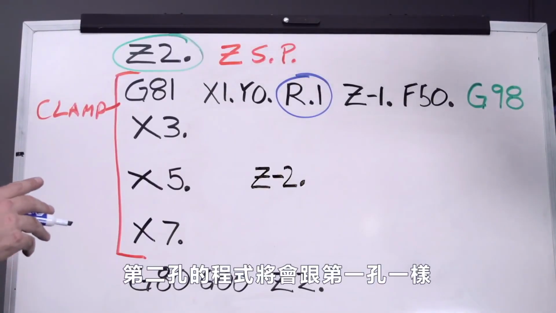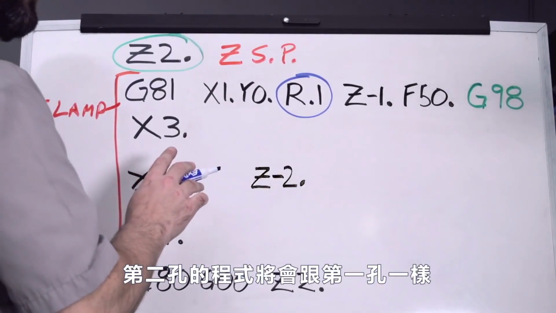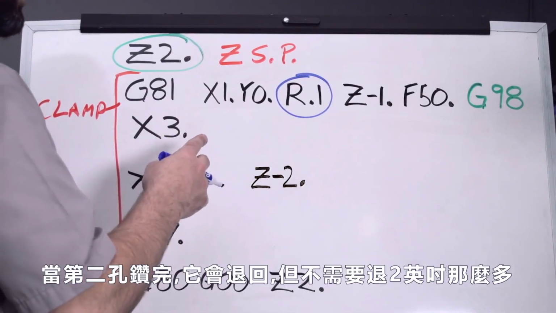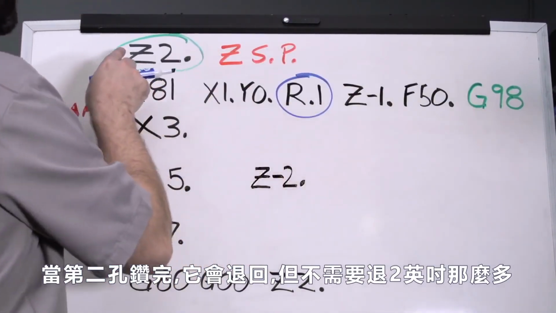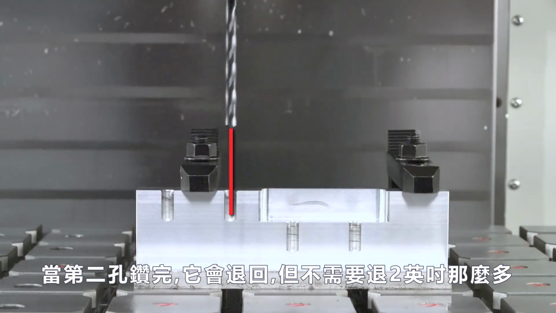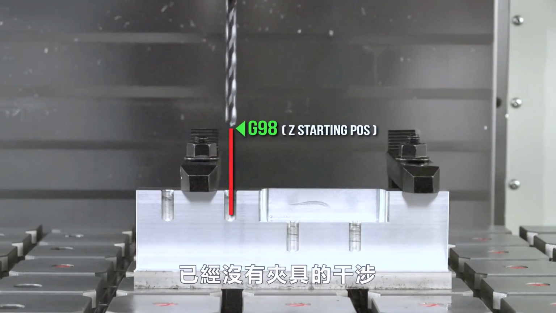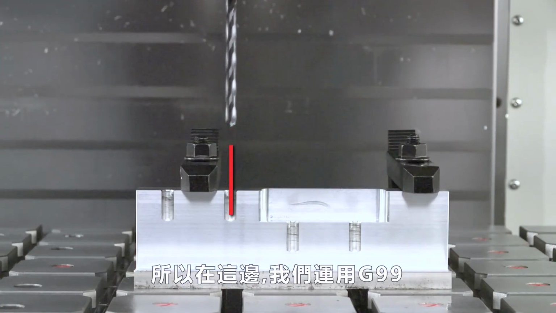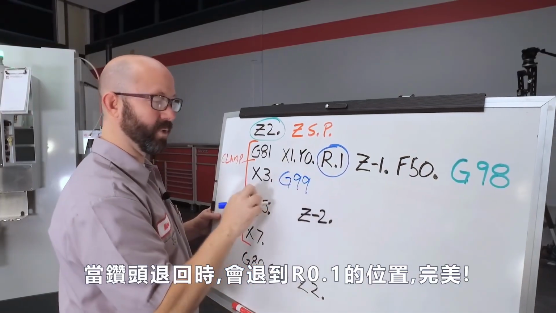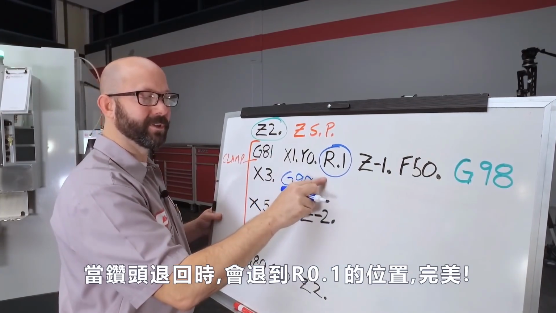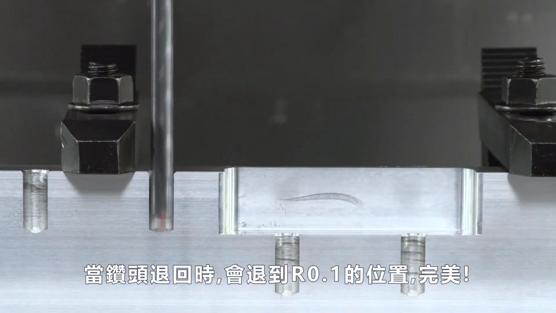Now this second hole is going to go through the same normal order of operations. When it's done drilling the hole, it's going to retract. But there's no longer a reason to go 2 inches above the part. We've already cleared the clamp. So from here on out, we're going to use a G99. When it's done drilling, it's going to retract to this R.1 value. Perfect.